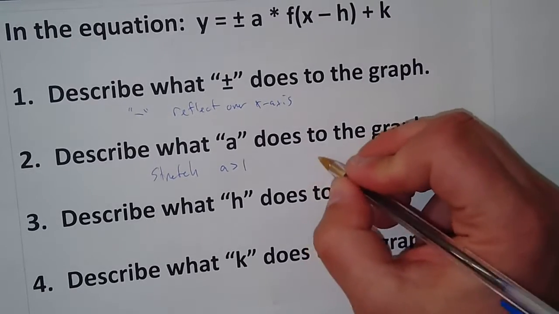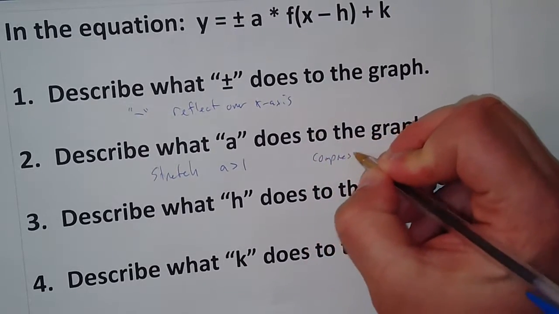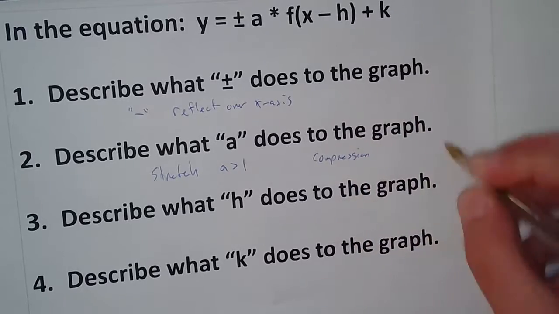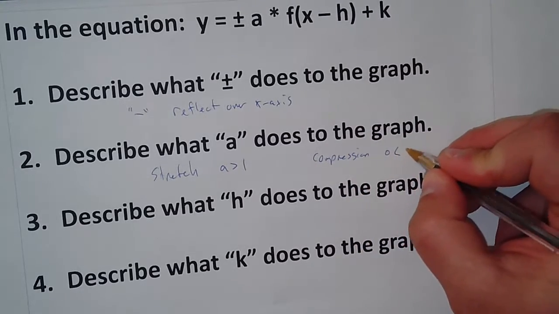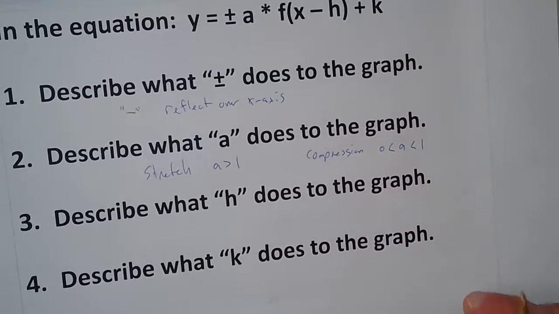And then you're going to get a compression anytime it's below 1. So that would be, in other words, anything between 0 and 1. That'd be like your half, third, eighth, 7/9, something like that. Those are going to cause the graph to increase more slowly, so it's going to become a wider, compressed-looking graph.